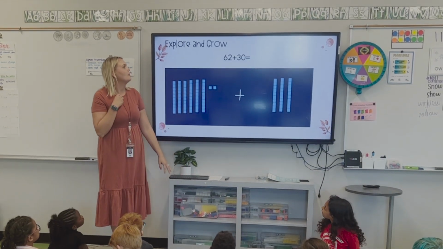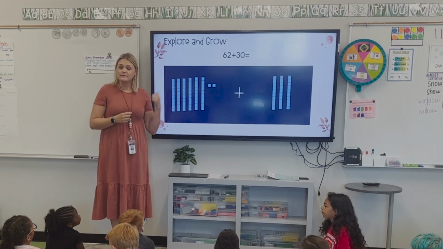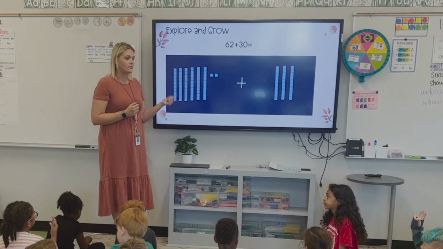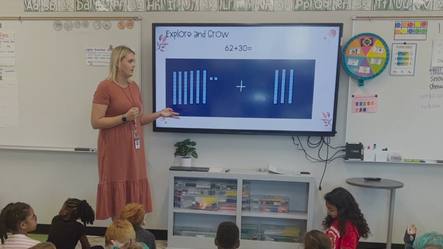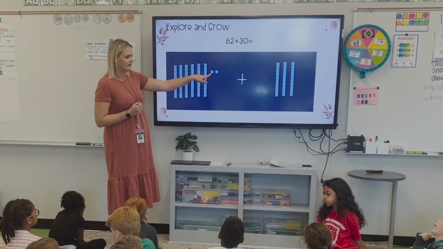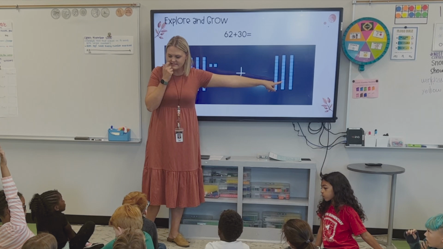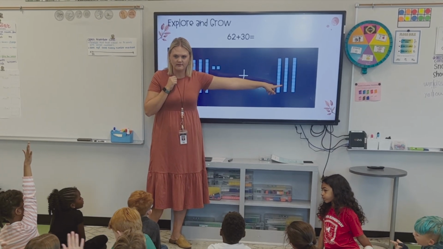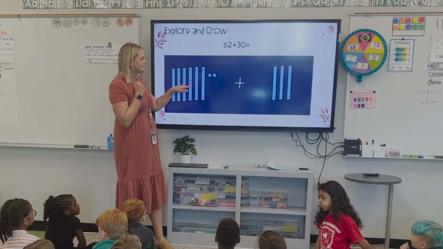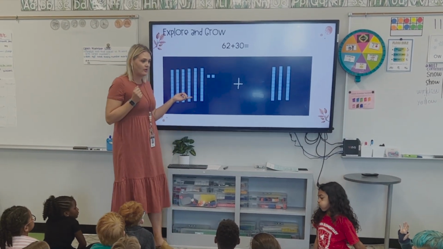Okay, look at this next problem. 62 plus 30. This one doesn't have a 100 chart for us to use, does it? It does have something though that we used a lot before with our base 10 blocks. Here's 62, 6 tens, 2 ones, and here I'm adding 3 tens. What is 3 tens the same as? Lucas? 30.